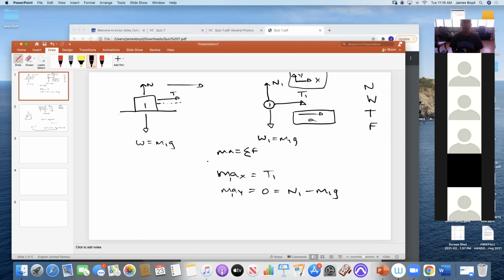I have a quick question. For the MAX, on one of the example problems we did last time in class, MAX was equal to MG sine of theta. When do we know it's just going to be T1, or when do we know it's going to be MG sine of theta? Because I still have trouble determining that.